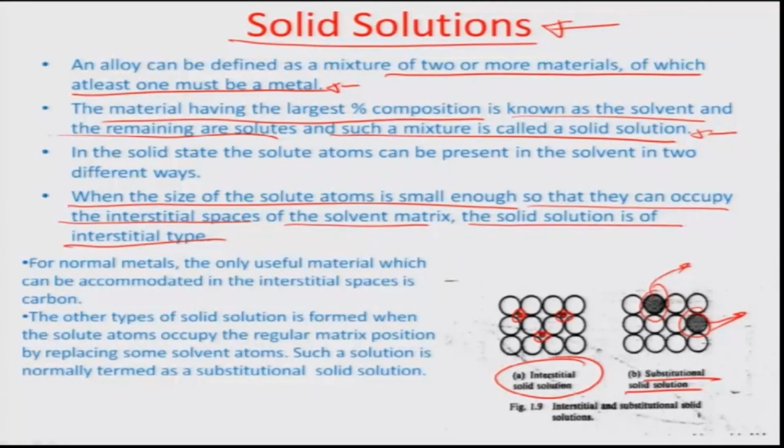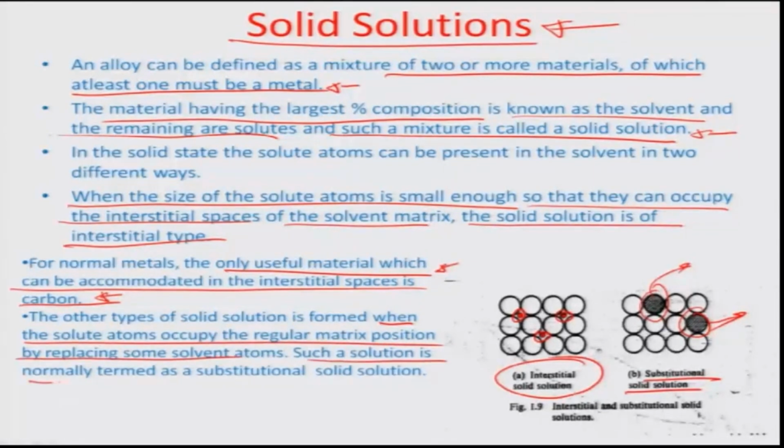So, for normal metals, the only useful material which can be accommodated in interstices is carbon, as you have seen in the steel, and I am going to do a lot of detailing in this area. And the other type of solid solution is formed when the solute atom occupies a regular matrix position. Such a solution is known as a substitutional solid solution.